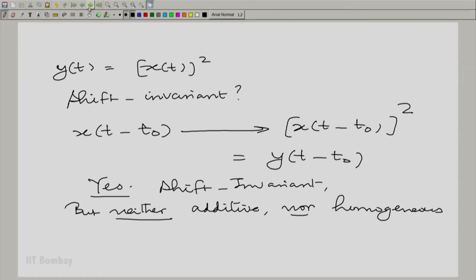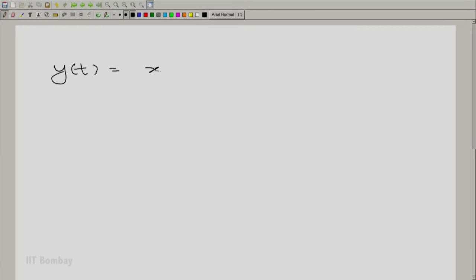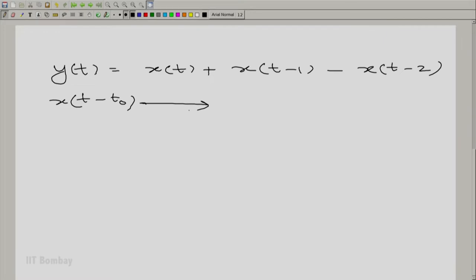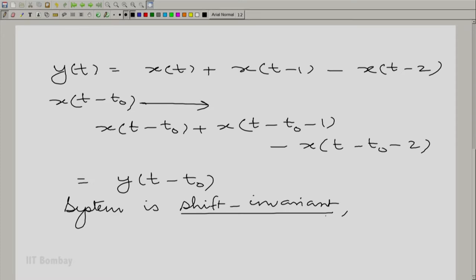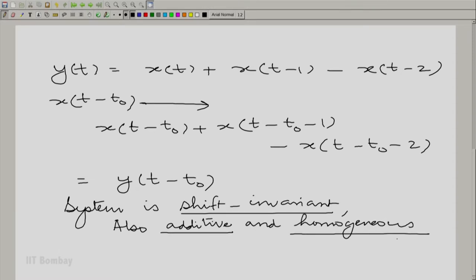Now, we ask the question about the second system that we saw, namely y of t is x of t plus x of t minus 1 minus x of t minus 2. And we apply x of t minus t0 to this system. Clearly, the output is going to be x of t minus t0 plus x of t minus t0 minus 1 minus x of t minus t0 minus 2, which is of course equal to y of t minus t0. That is not too difficult to see. And therefore, the system is indeed shift invariant. So, here is a beautiful example of a system which is shift invariant and also additive and homogeneous. It has all the three properties that we have discussed so far: additive, homogeneous, and shift invariant.